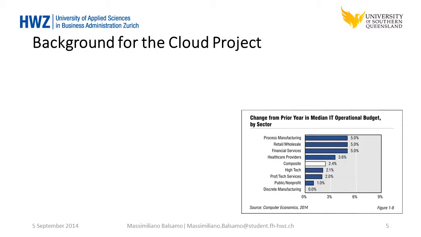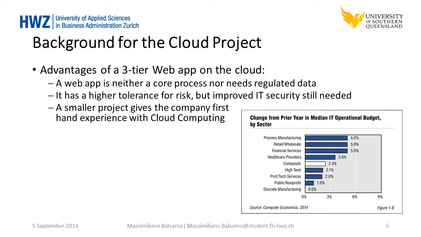Background for the cloud project, continued. The advantages of a 3-tier web app on the cloud, and also the reason why I've chosen a 3-tier web app, is that a web app is neither a core process nor needs regulated data. It has a higher tolerance for risk, but improved IT security is still needed. Also, a smaller project gives the company first-hand experience with cloud computing.